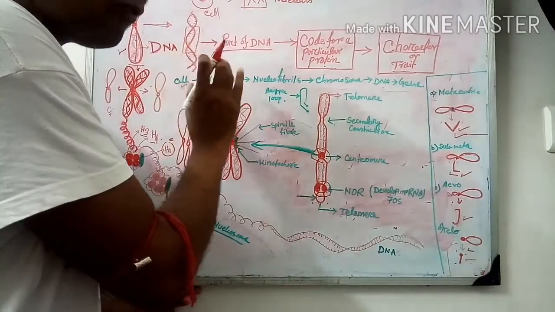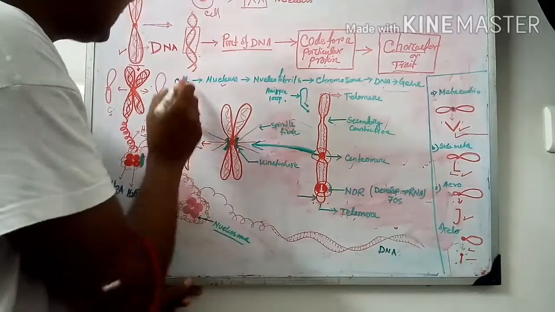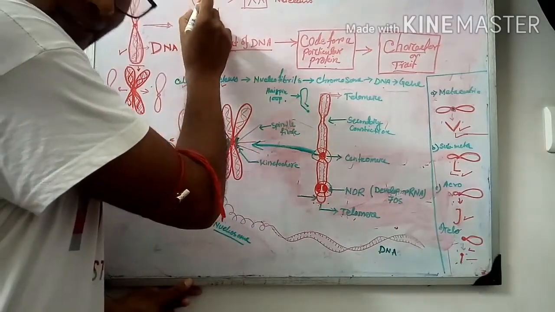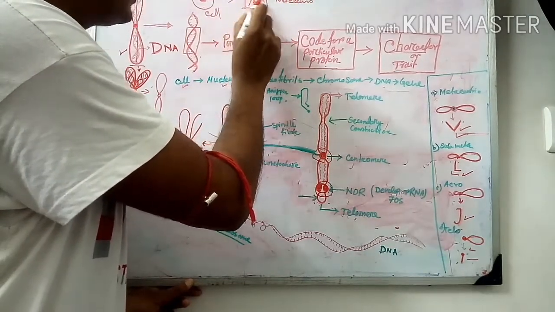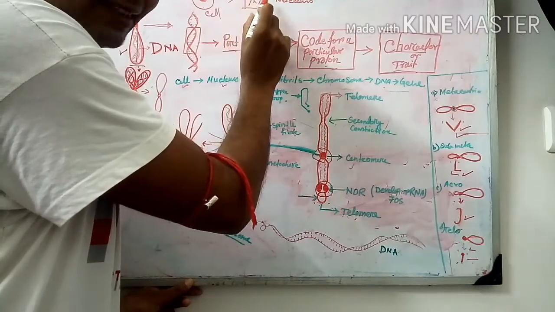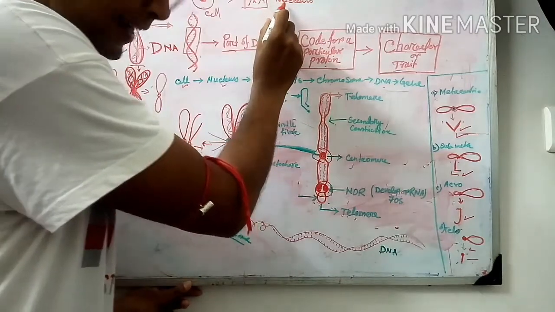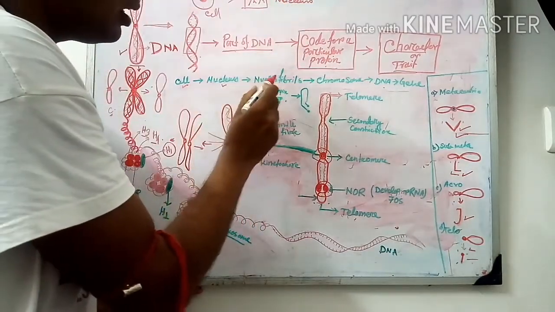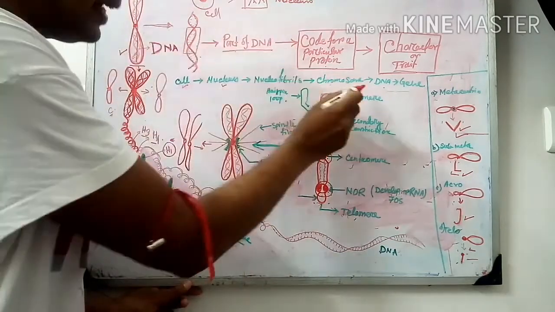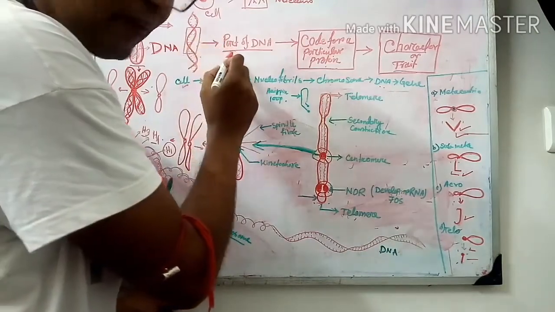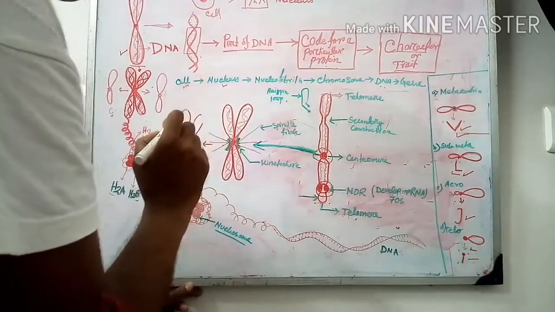Now, if we look from the top to see where the gene is present: in a cell there is a nucleus. Within the nucleus there is nucleoplasm. Inside the nucleoplasm the chromosome is present in a suspended state in the form of chromatin, and that chromosome contains the DNA. A particular part of the DNA is called a gene, which is responsible for the formation of a particular protein.